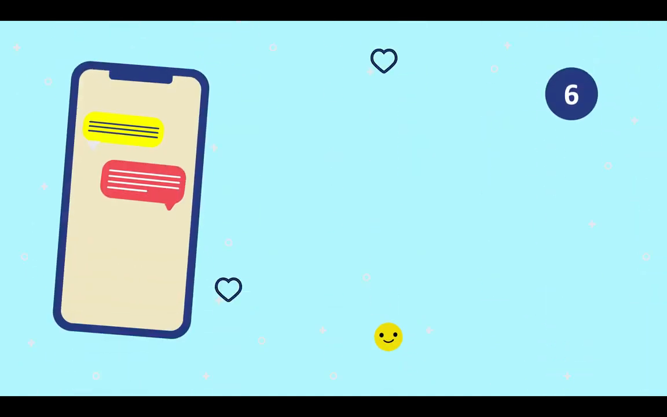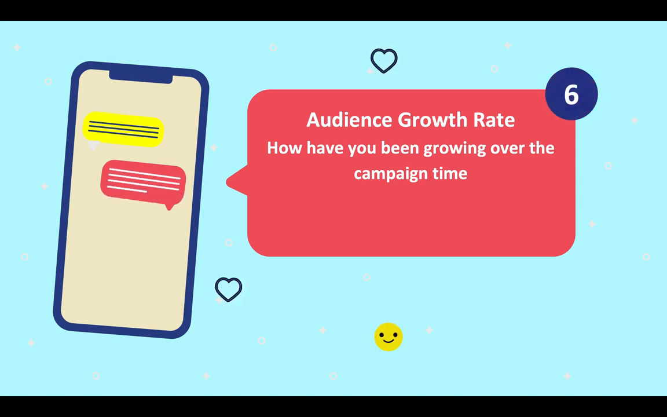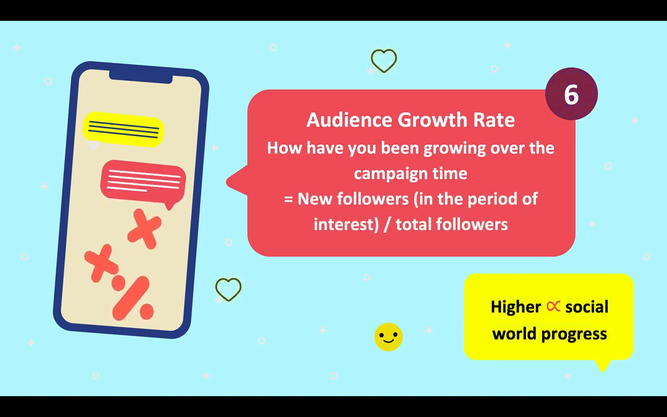Then you have the audience growth rate. This is going to depict how you have been growing over the period of your campaign. And it's a good metric to understand the impact of different strategies that you might have implemented over the duration. You can learn about how these strategies led people to your social channels. You can easily find this value present as a percentage in the analytics report. And the formula used is basically the new followers for the period you are interested in divided by the total followers you've got.